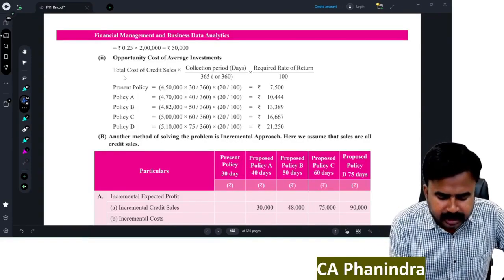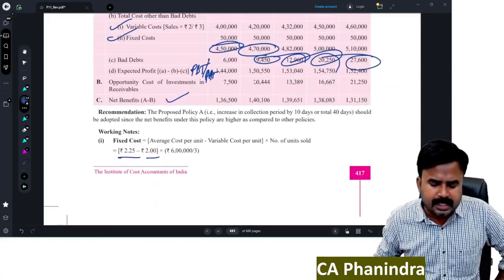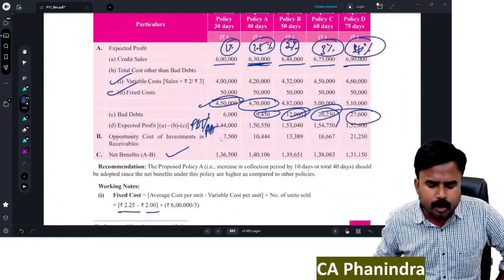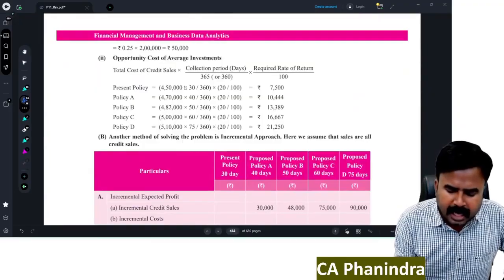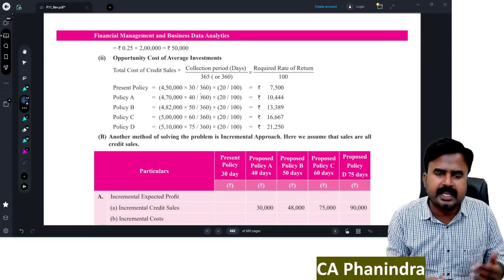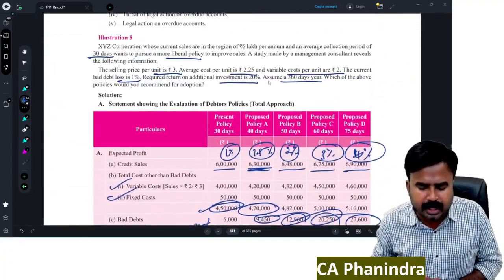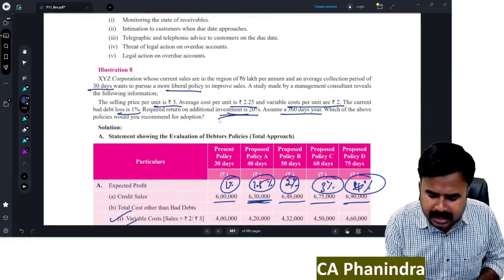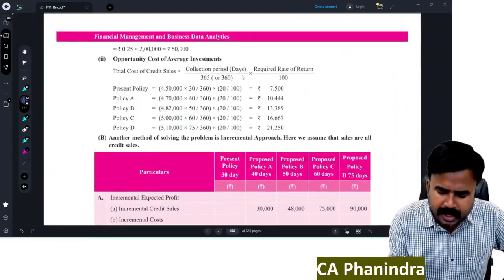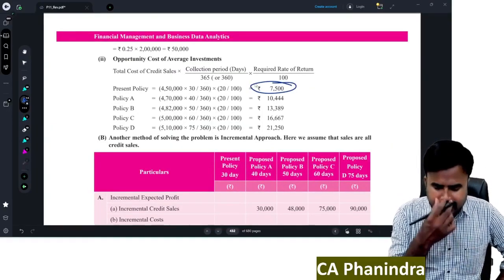Now, if you take the present policy, my total cost of credit sales is 4,50,000. This is my total cost of credit sales, variable cost plus fixed cost. Okay, 4,50,000 into debtors' collection period under existing policy, 30 by 360. I'm taking 360 days in a year, into opportunity cost of capital percentage or required rate of return percentage. The problem says 20%, your required rate of return on your investment. So into 20 by 100, I got an opportunity cost of 7,500 under the existing policy.